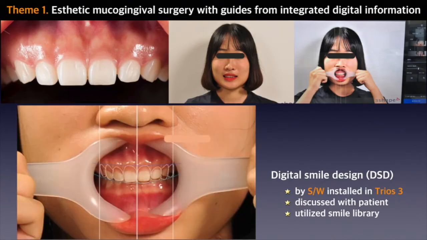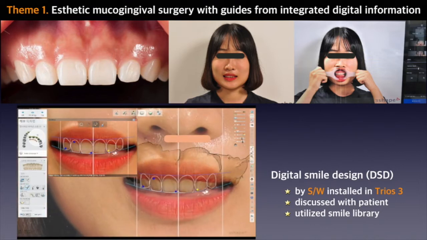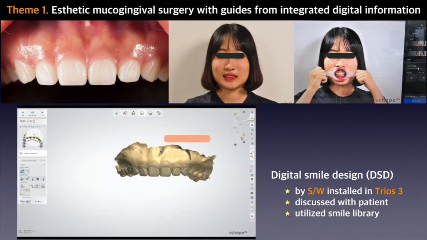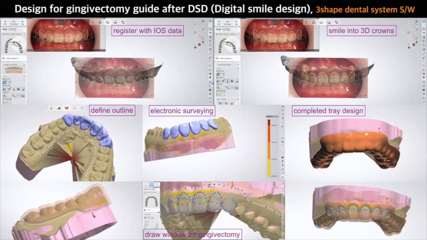The first topic is soft tissue management by integrated digital information. To treat gummy smile, I designed the ideal smile on her profile photo. I transformed this 2D smile into 3D teeth by matching with intraoral scan data. After the 3D conversion, I defined the outline of the appliance on the arch and blocked out the undercut. Concerning the converted smile design, I set the area for gingivectomy and opened the window accordingly.